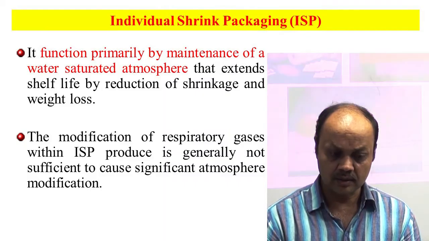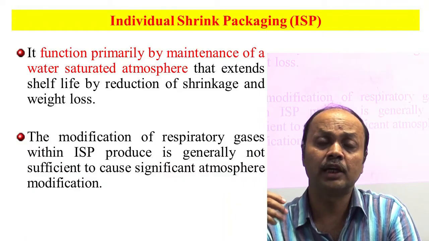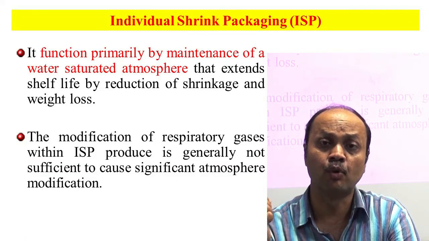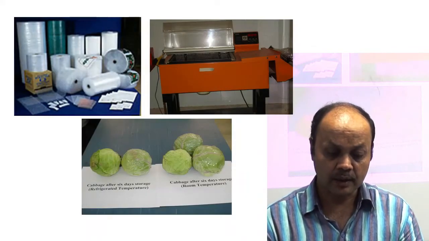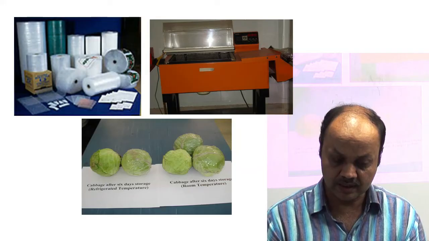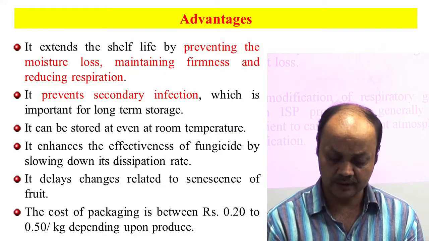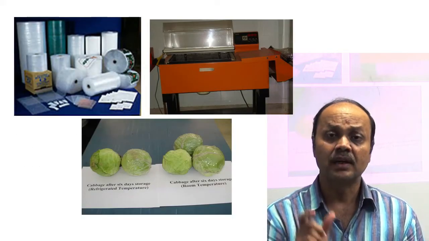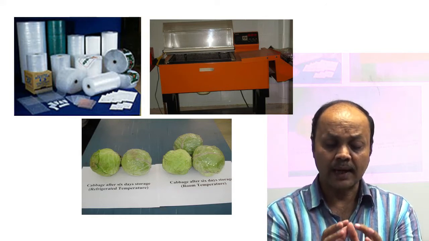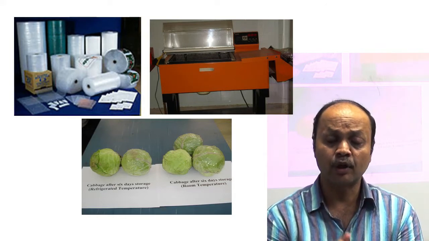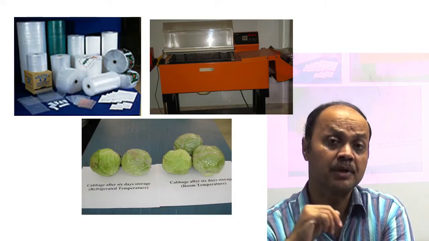You can see, this is shrink packaging. Suppose you are purchasing some books from an e-commerce site. You have seen shrink wrapping, and in this photograph we have packaged cauliflower or cabbage. It functions primarily by maintenance of a water saturated atmosphere. In shrink wrapping, we normally use a 10 to 15 micron plastic film, LDPE film, and wrap it around the produce, because apart from the other challenges, water loss is the major challenge.